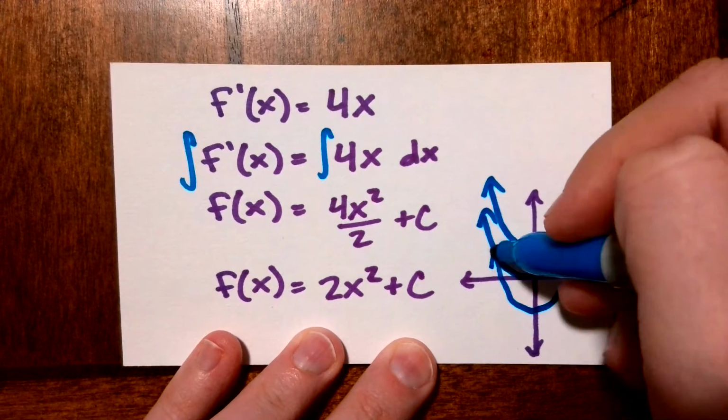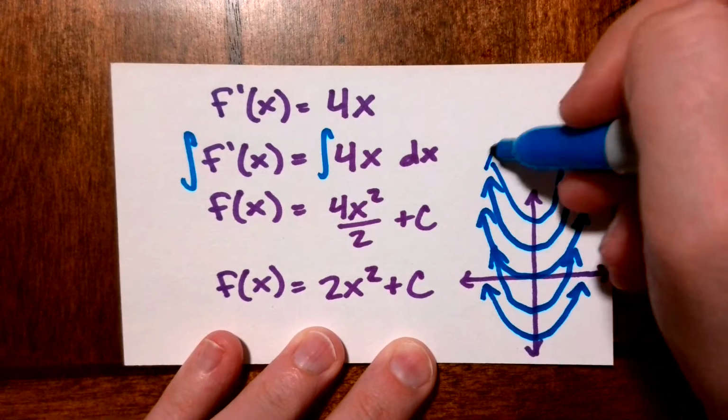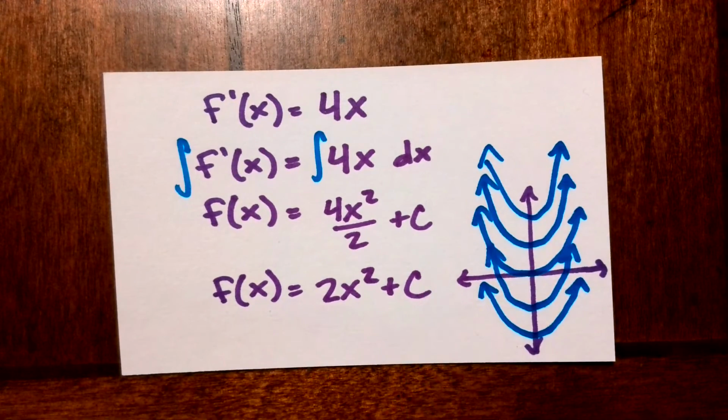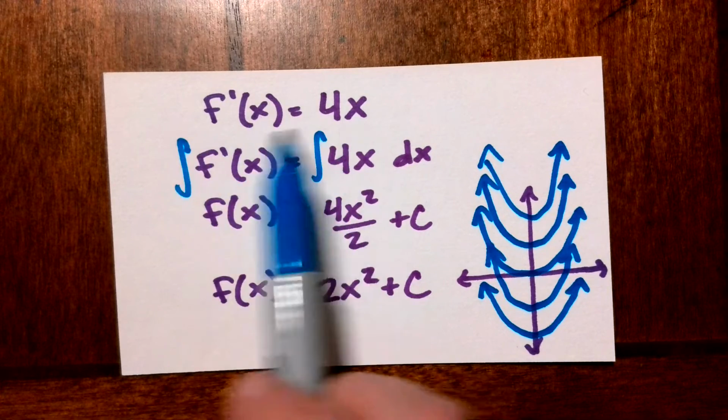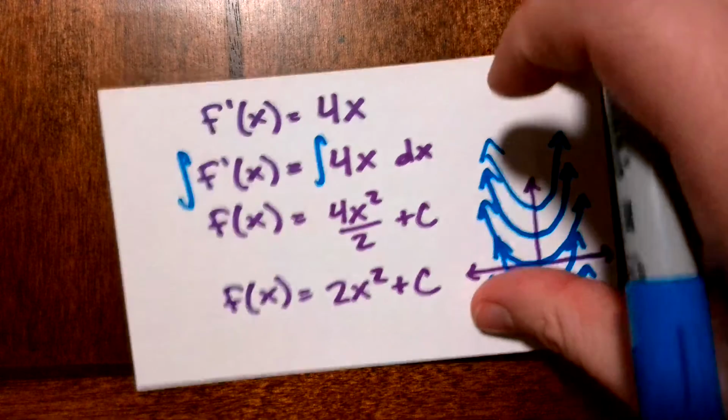So it could look like any of these. We just don't know which c value it's going through. We don't know how it was shifted up or down. So if I just have this information, my f prime, then I can't go any further. I'm saying, okay, it's this family of functions. It looks like one of these guys, but I don't know which one.